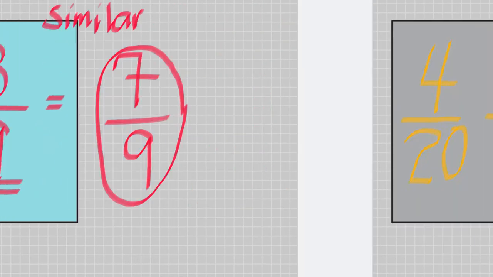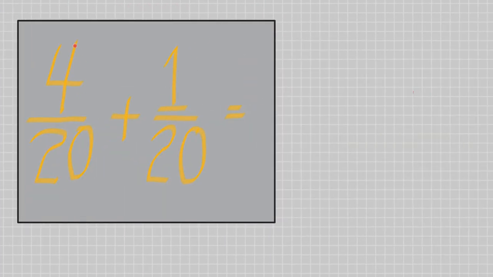Okay? Now let's try to have another example. The problem here is 4 over 20, or 4/20ths, plus 1 over 20, or 1/20th. Now take note, this is also similar fractions because the denominators are equal, and that is 20. So again, if the denominators are equal or if the fractions are similar, just simply add the numerators. 4 plus 1 will give you 5. And after that, just copy the denominator, which is 20.